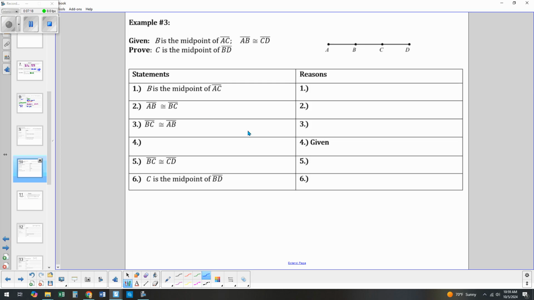Our next example. So this is mostly going to just be filling in the reasons. So we are first given that B is the midpoint of segment AC. And now I'm saying that segment AB and segment BC are congruent, and that's because I saw the word midpoint. So we're going to use definition of midpoint. And now I have segment BC is congruent to segment AB. So we're taking the same step we saw here, but we reversed it. So remember, that's called the symmetric property.